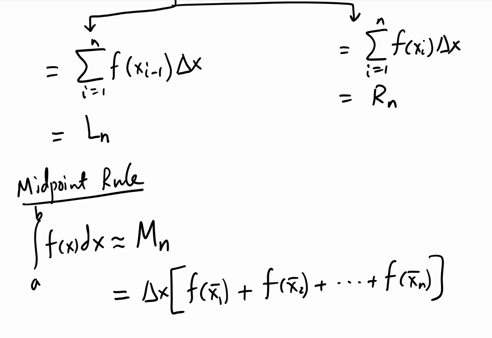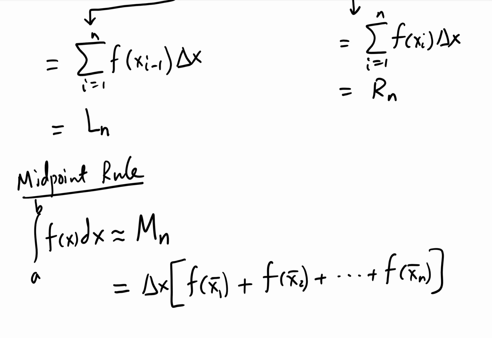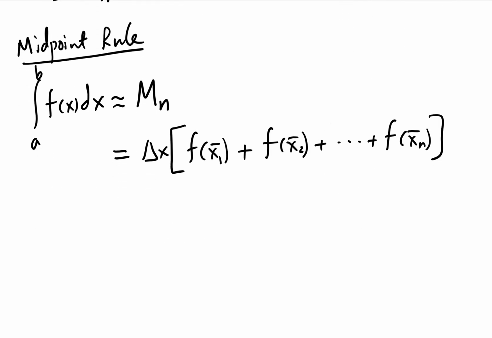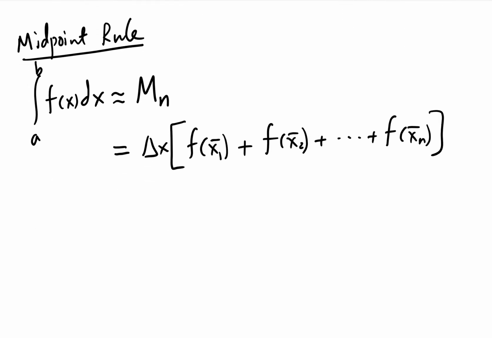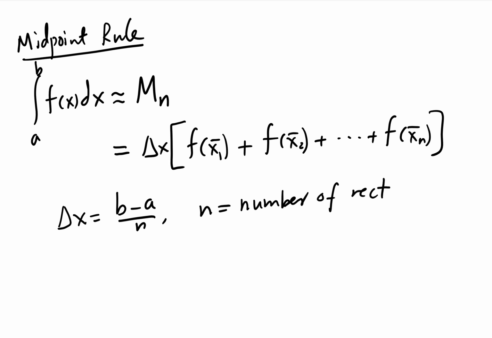N is the number of rectangles. Delta x is the width of the rectangle, b minus a over n. And those x1 bar, x2 bars, just take each interval, take the midpoint, average the two endpoints.